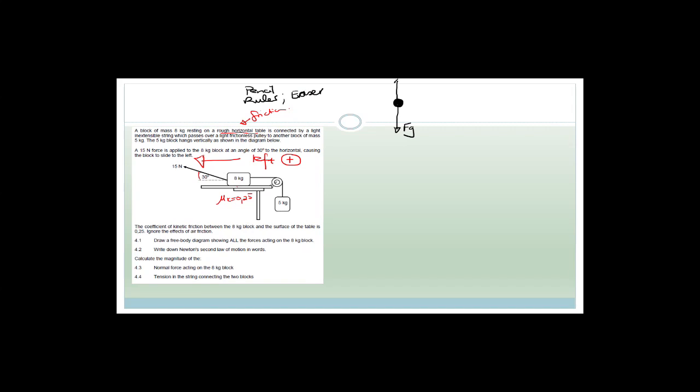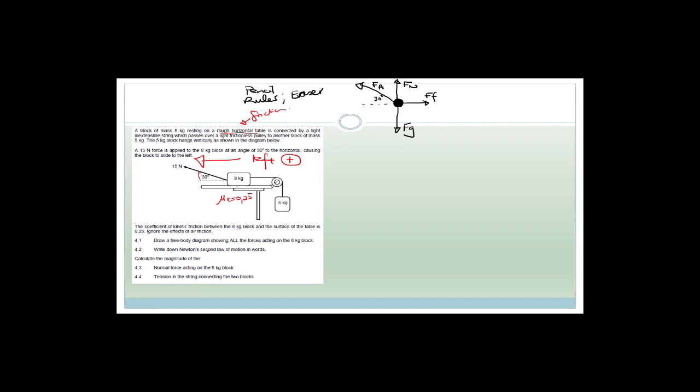There is the normal force, F normal, which is obviously the force of the table holding it up. Then there's the force applied, F applied, which is at an angle of 30 degrees. I know mine doesn't look like 30 degrees, but it's fine. And there is a force of friction. Okay, so force applied, force of friction, normal force, and force of gravity. Those are the four forces acting on this free body diagram.